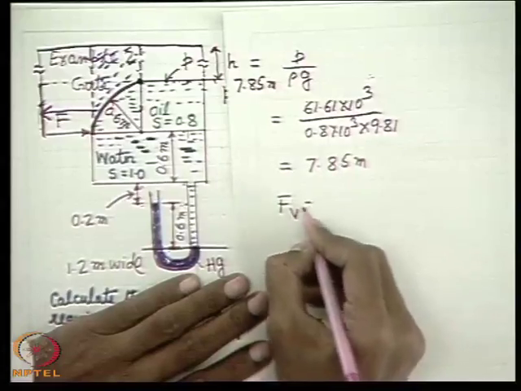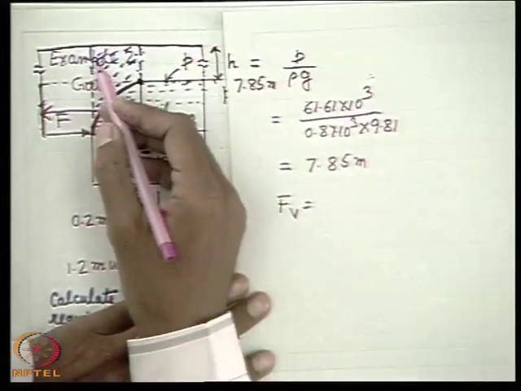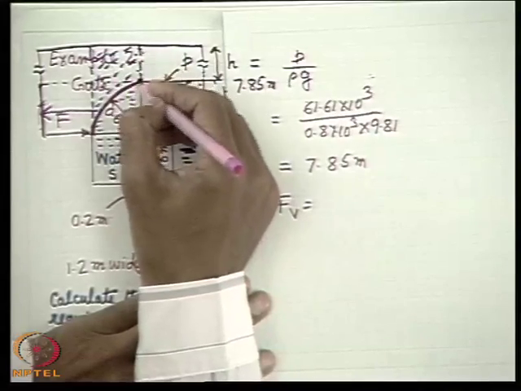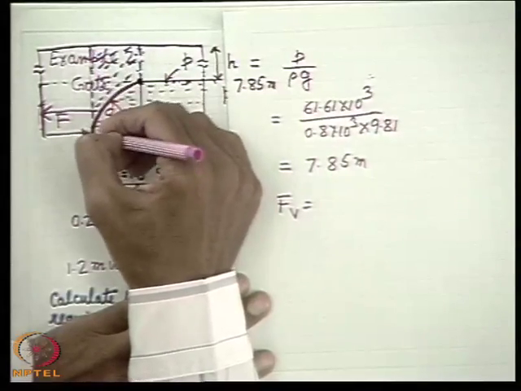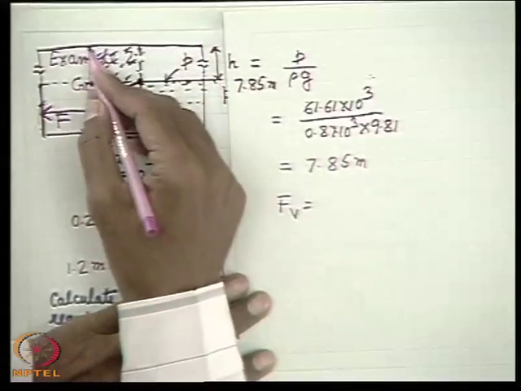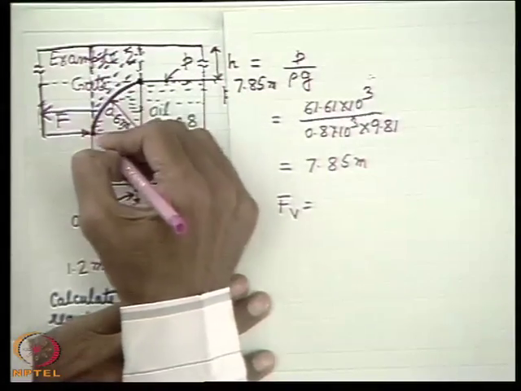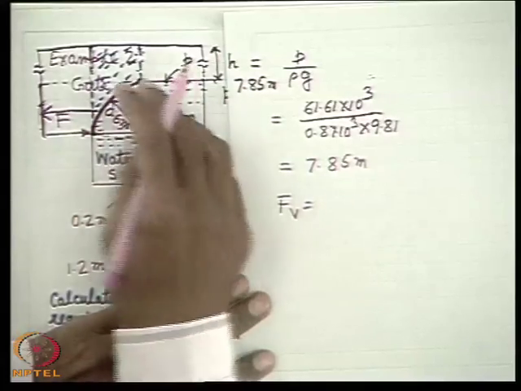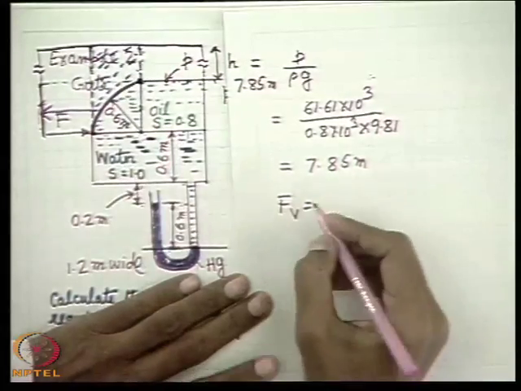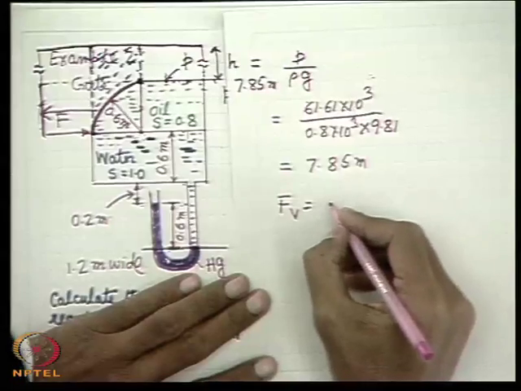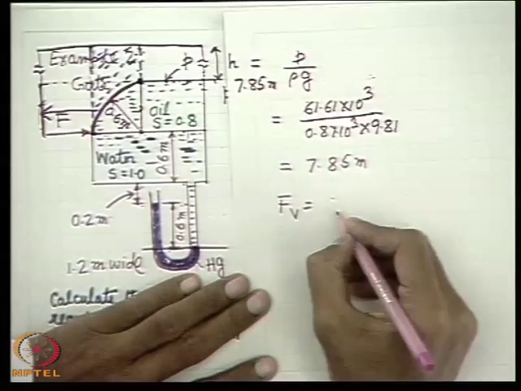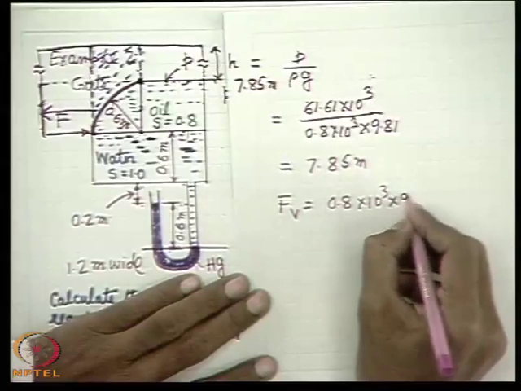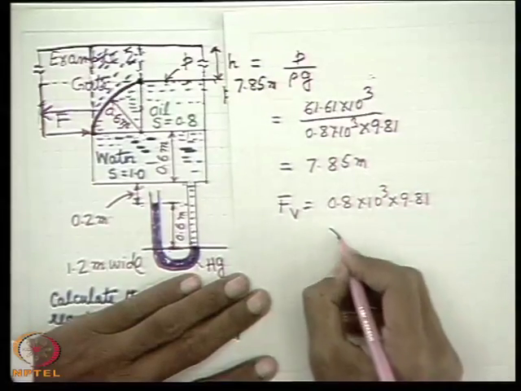How to find out the weight of this liquid? That is, you can find out the volume of this liquid, the volume of this parallelepiped whose area is this into this, multiplied by this, minus the volume of this cylindrical part. So therefore, we can write FV is equal to rho, rho is 0.8 times 10 to the power 3, into the volume.